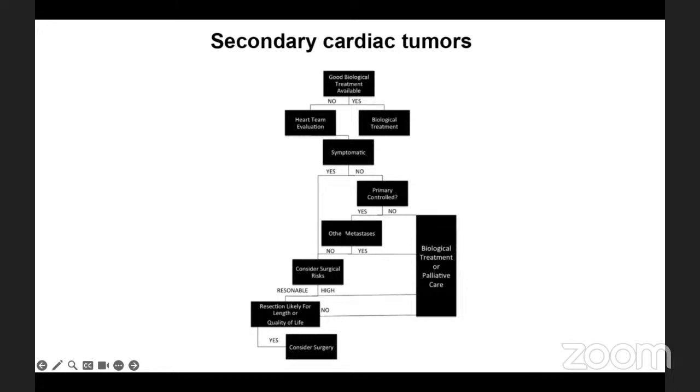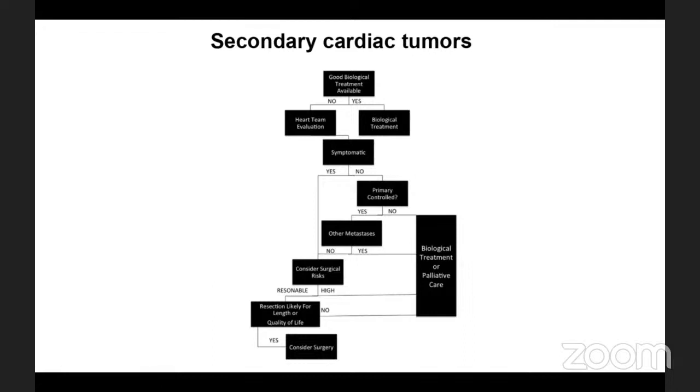If the primary tumor is controlled and the metastasis is only to the heart, with no other metastasis, then I will assess with MRI and CT. I will see: is this a resectable tumor or not? If it's resectable, I will send this patient for surgery and resect it.